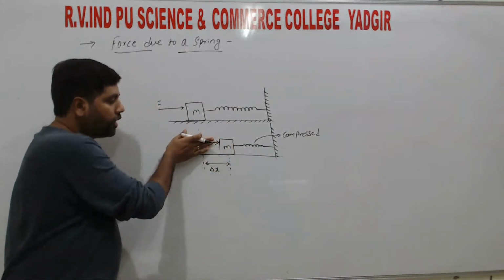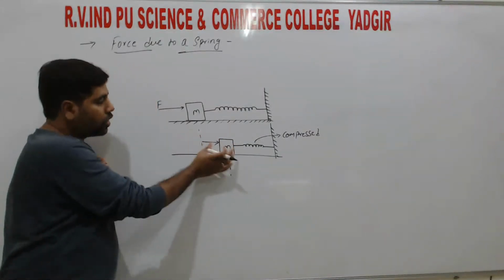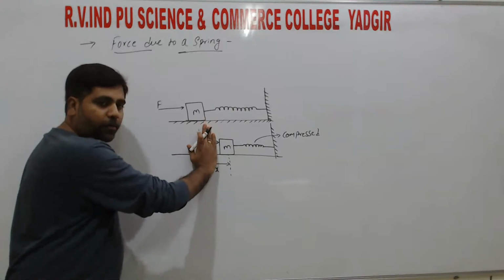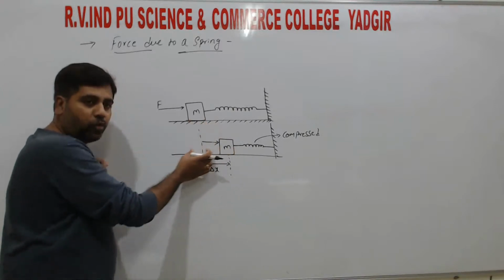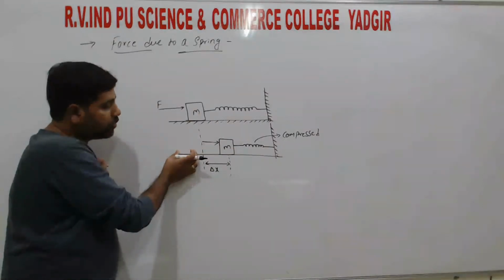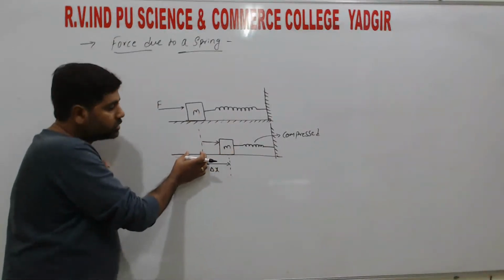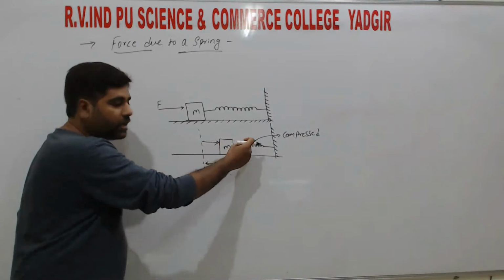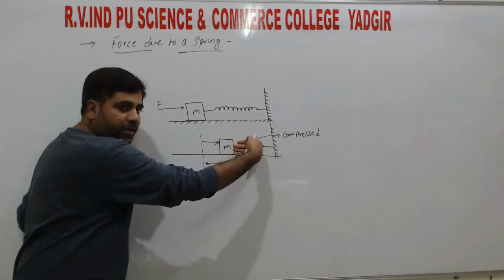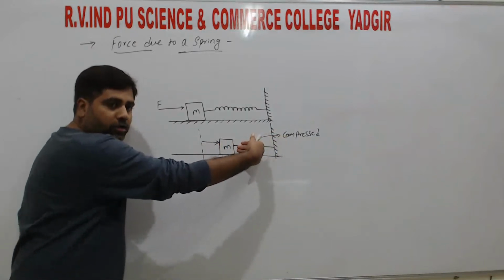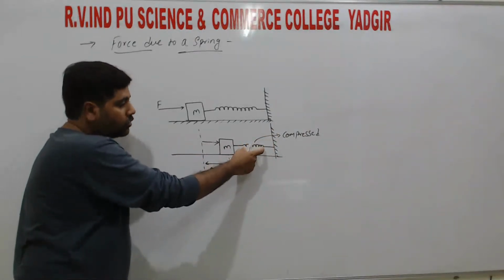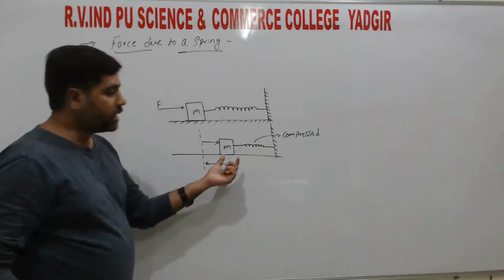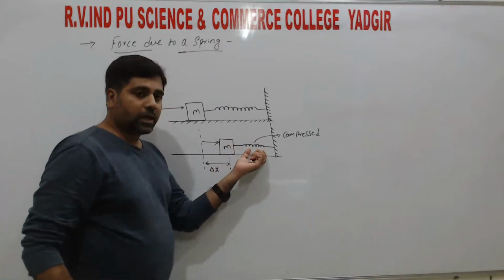Now when we remove the applied force, the spring is compressed, so automatically the block moves in the backward direction. That means the block is moving, so there is a force acting in the opposite direction. That force is because of the spring. The compressed spring gives us the force.